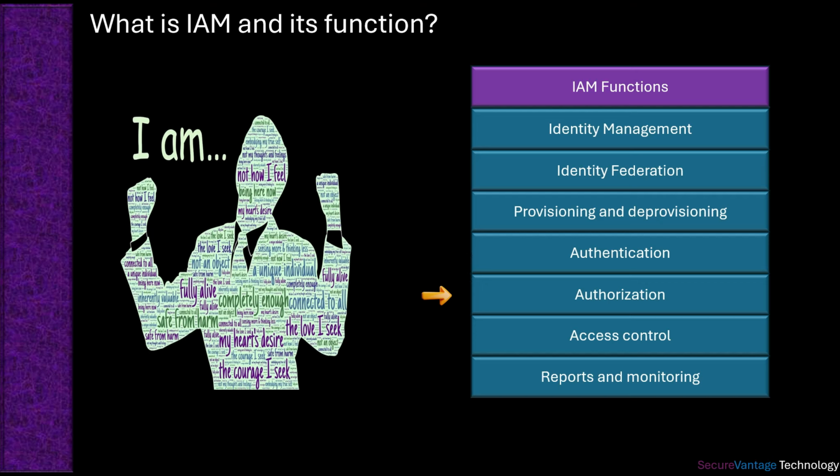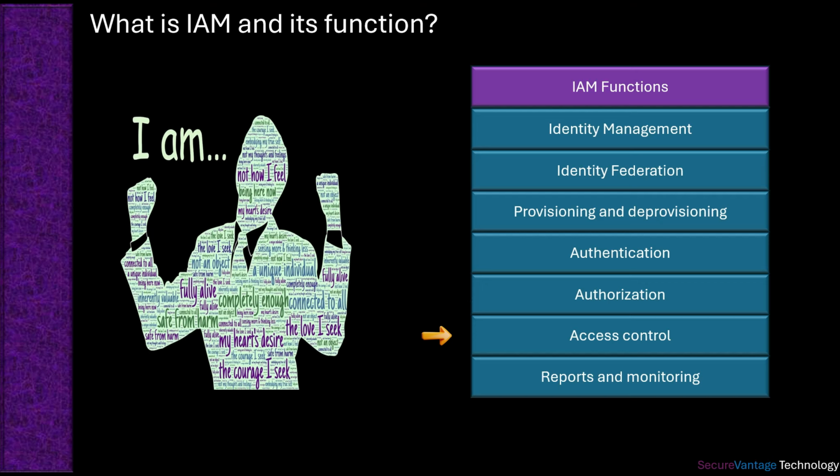Authorization determines what an authenticated user is allowed to do. It defines the permissions and privileges assigned to users based on their role or identity, specifying which resources they can access and what actions they can perform. Even if a user is authenticated, authorization ensures that they can only access the specific data or systems they need, which minimizes the risk of unauthorized access to sensitive resources.